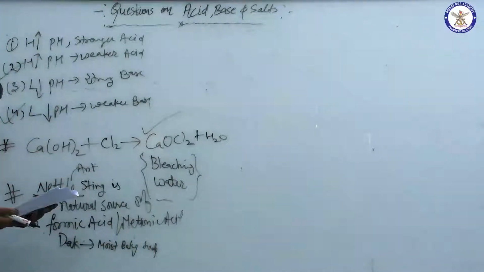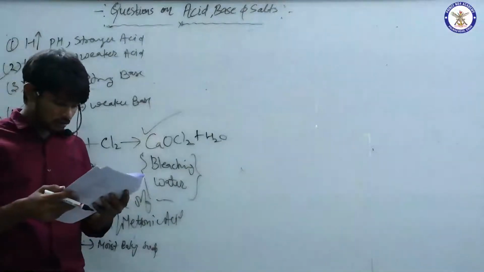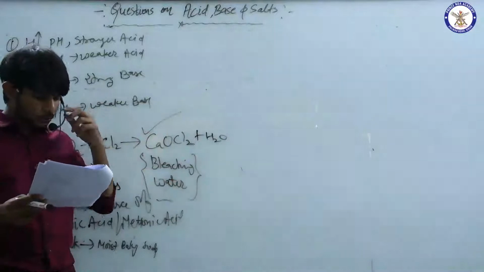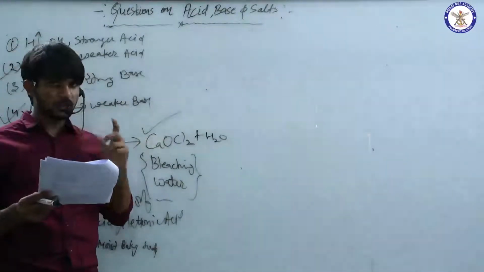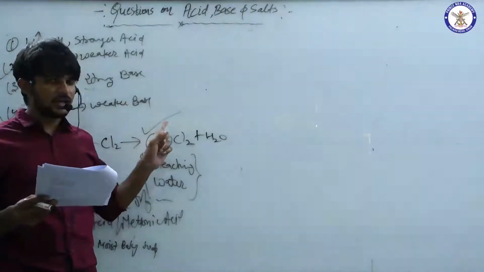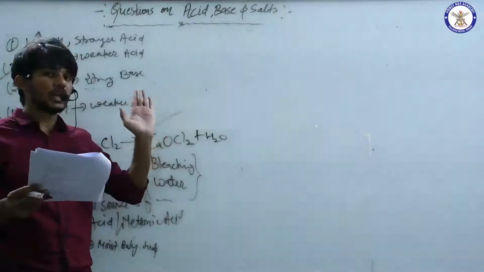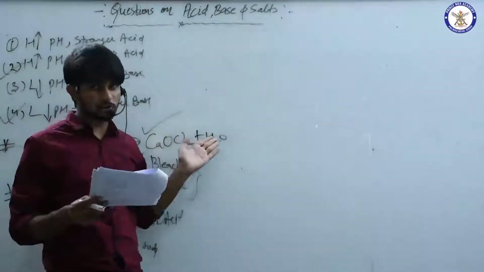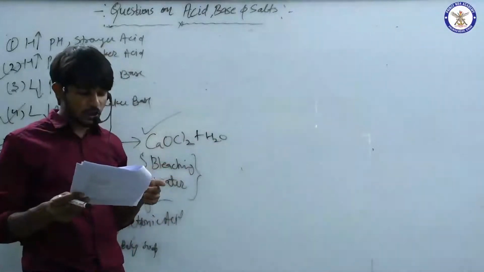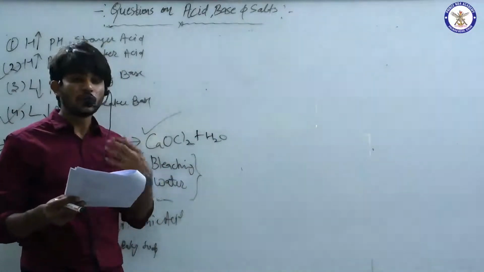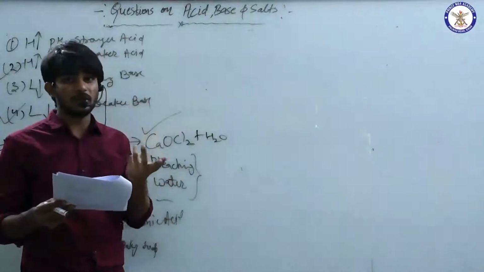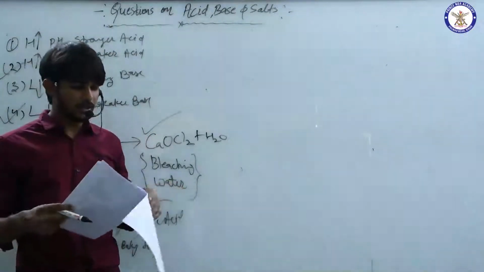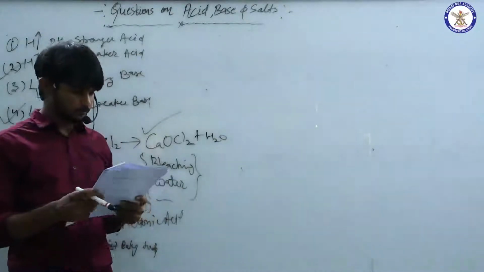Fine. Next, tooth enamel is made of calcium phosphate. In the previous question I asked whether calcium phosphate in our tooth enamel is acidic or basic. Now it is being asked, what is tooth enamel made of? So the right answer would be calcium phosphate.